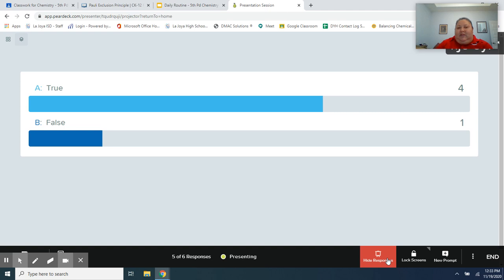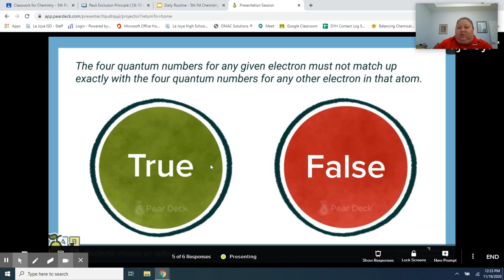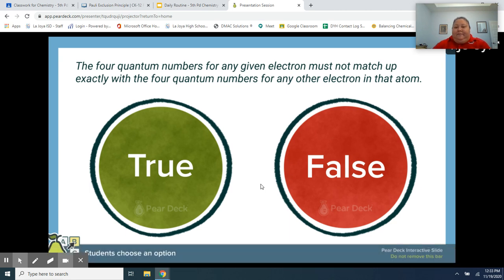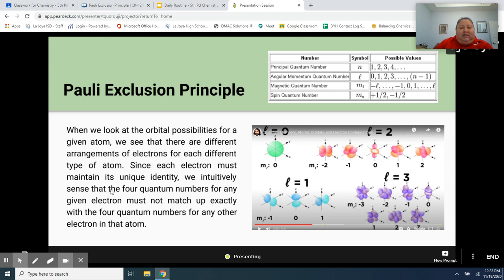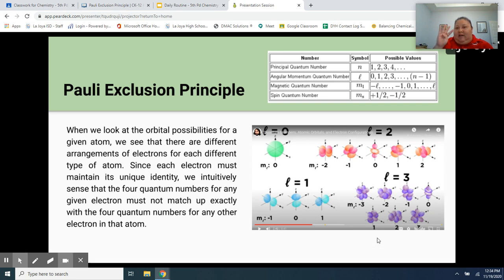Okay, excellent. All right. If you picked true or if you picked false, the answer is true. That is a true statement. I did not change anything. It says here, and I didn't write the whole sentence because it goes on, but it says the 4 quantum numbers for any given electron have to be different. It cannot match up with the 4 quantum numbers of another electron. You can have 3 out of 4 the same, but you're never going to have 4 out of 4.